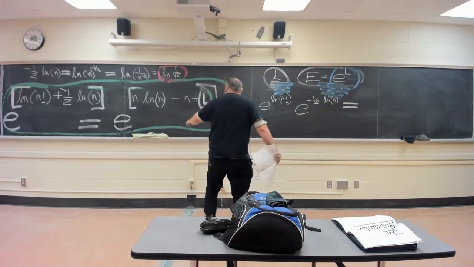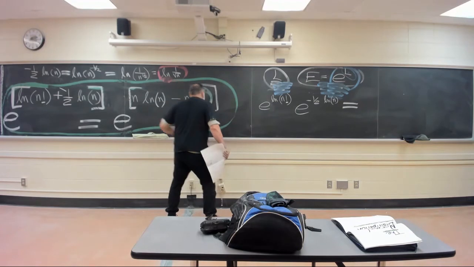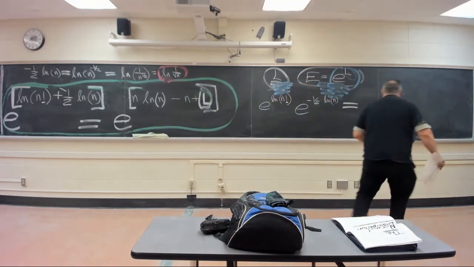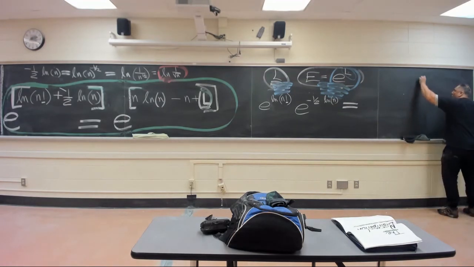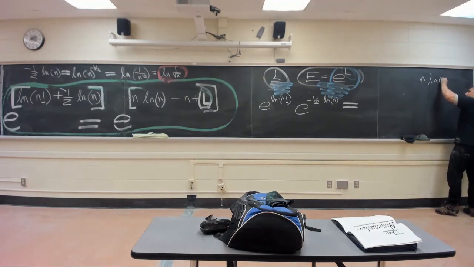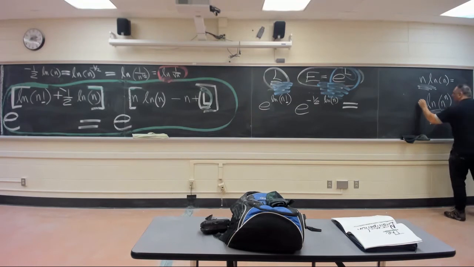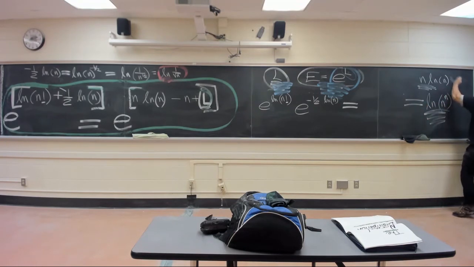The other guy, this guy right here. Now let's see exactly what we can do. Let me come over here, guys. We go n ln of n. You can bring that guy and make him an exponent on top of that, and that's what that's equal to.